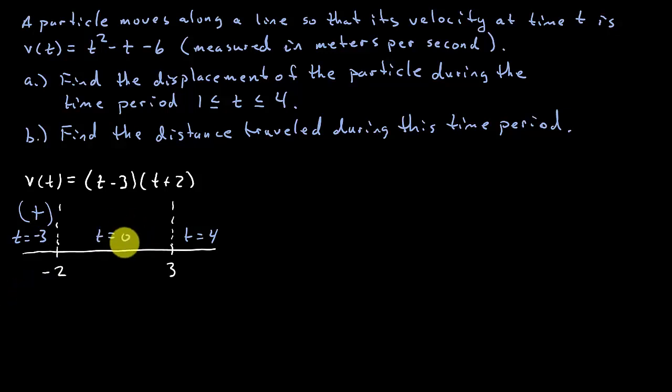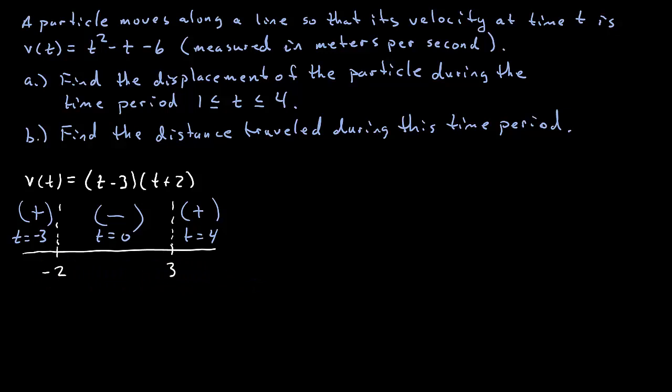And then if I plug the 0 in, well, I get what? A negative, because that's going to be negative 3 times 2. Negative times positive is negative. So it's going to be negative here. All right. And then if I plug the 4 in, that's going to be a positive times a positive, which is positive. So I can see that my velocity function is negative from negative 2 to 3, and it's positive from negative infinity to negative 2 and 3 to infinity.